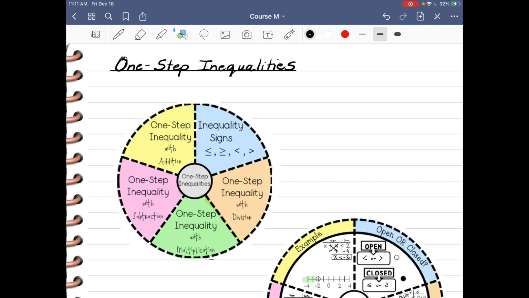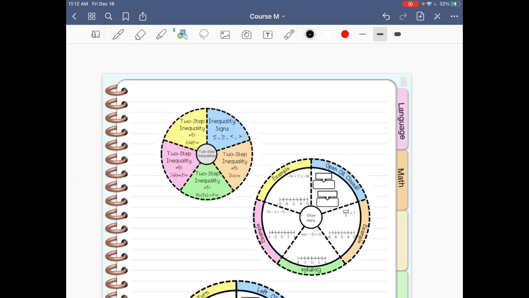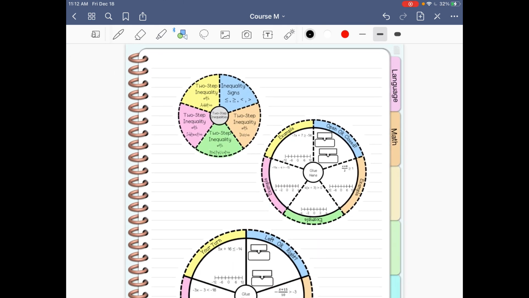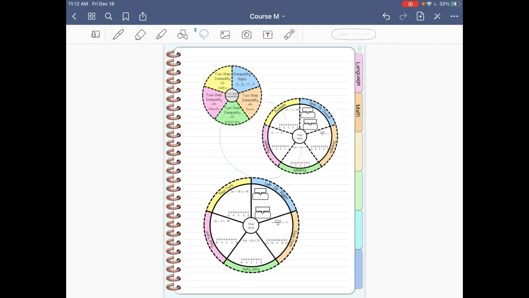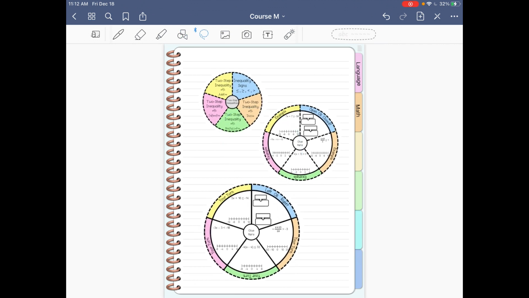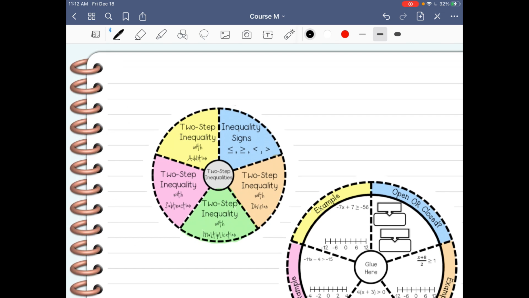So in this one, we're looking at multi-step inequalities, or two-step, they call them. So let's go ahead. This is memory piece number 11, and I'm going to pull mine down just a bit so I can put the title. These are two-step inequalities.